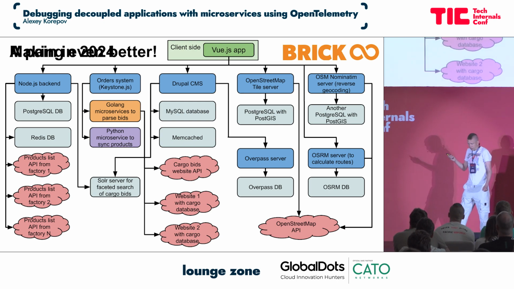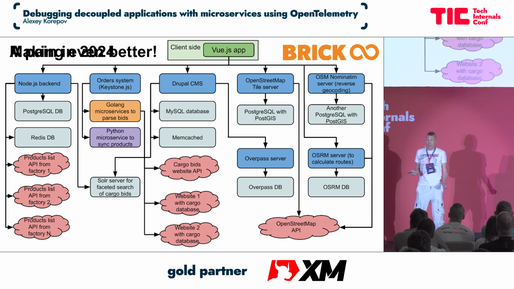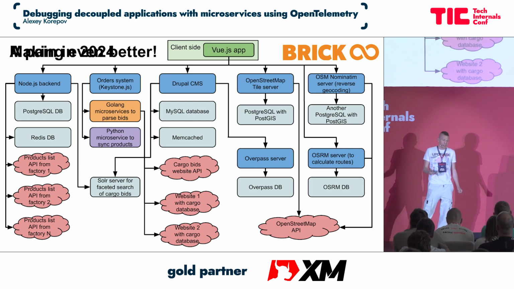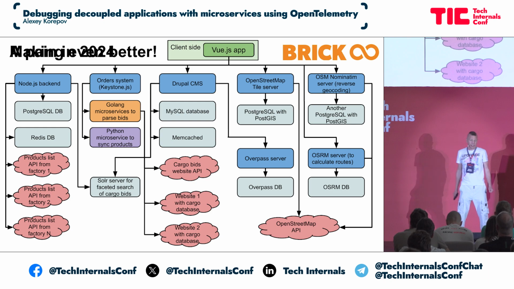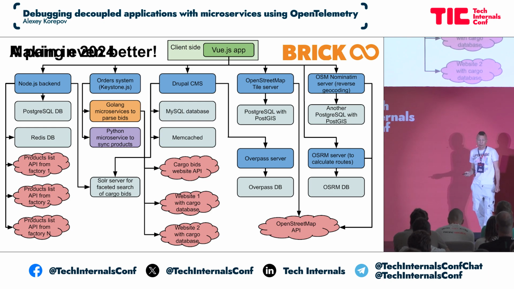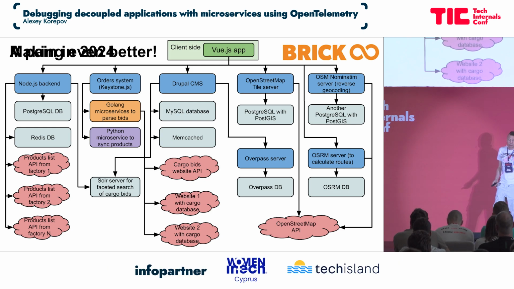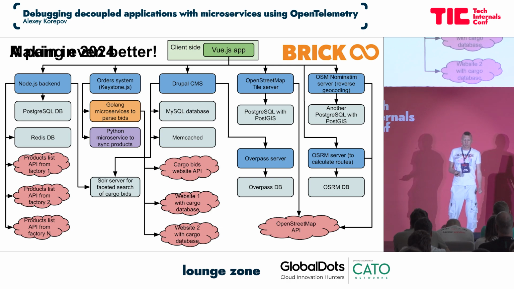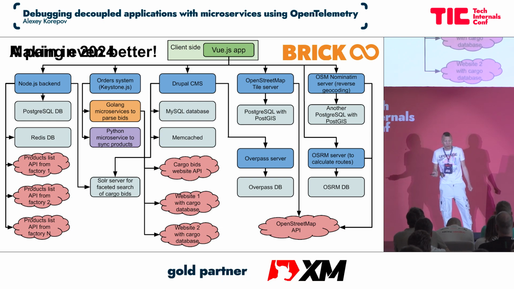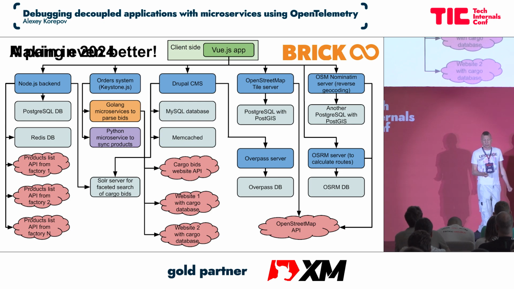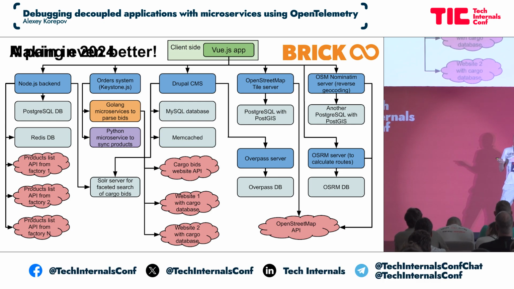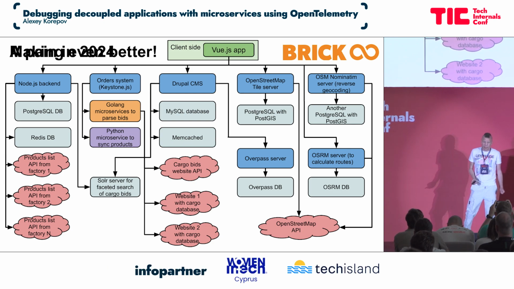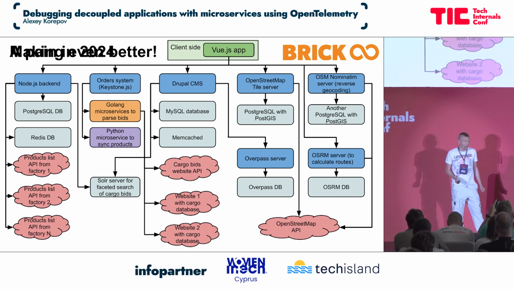And then we found out that no microservices are in our project. So we implemented the Golang microservice to parse bits from different providers and the Python microservice to synchronize products. So now we are modern with microservices. Then we added Memcache to improve speed of the Drupal CMS, and Overpass server to talk with the OpenStreetMap API with one more separate database. And step by step, our project became a real pain in 2024.